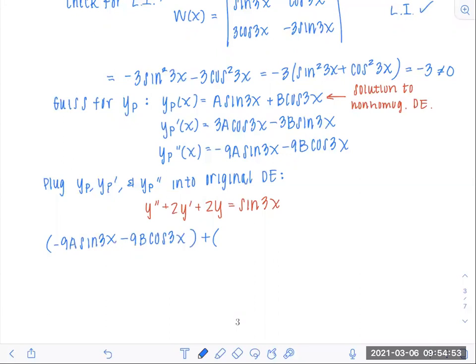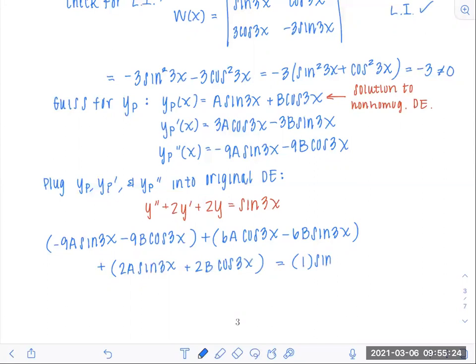Next, we want 2y prime, so that's a 6a cosine 3x minus a 6b sine 3x. And then finally, I want 2 times the original, so that's a 2a sine of 3x plus 2b cosine of 3x. And all of this needs to equal 1 sine of 3x and 0 cosines of 3x. So I'm just adding that placeholder there of a cosine 3x.